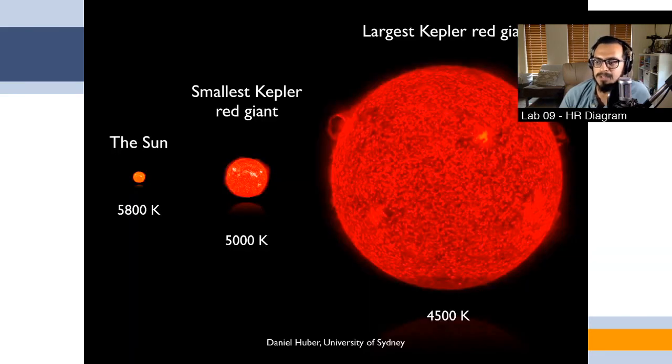For example, here is our sun. Then we have the smallest Kepler red giant and the largest Kepler red giant, and we can see their temperatures. And look how red they are.